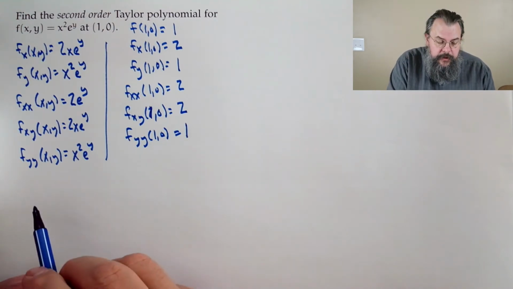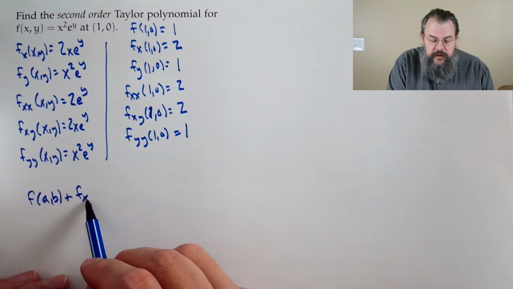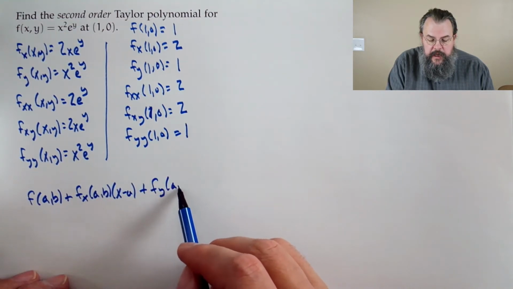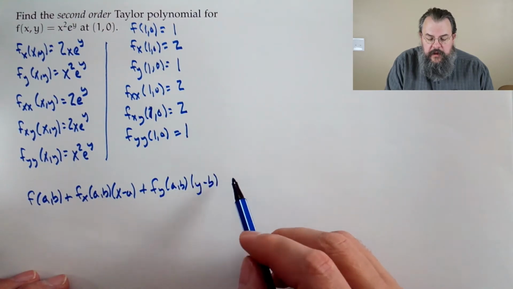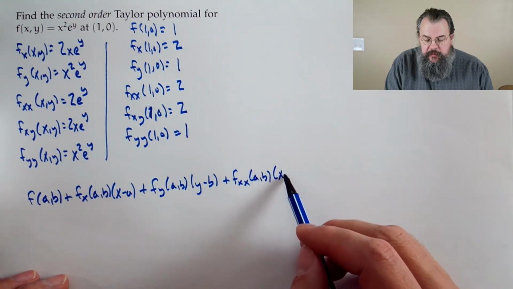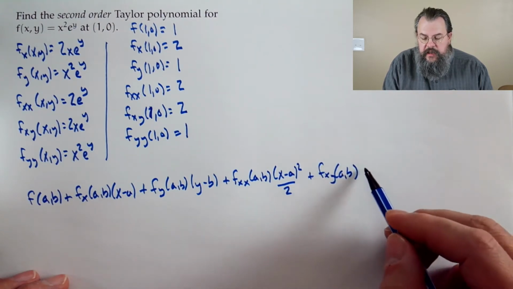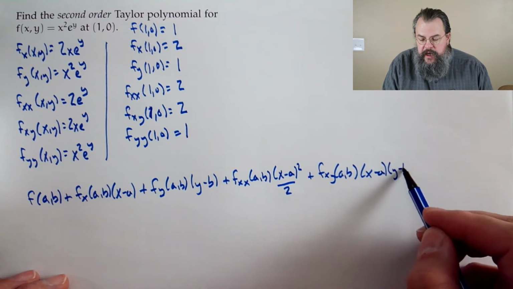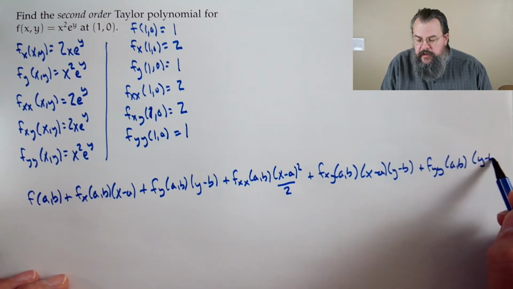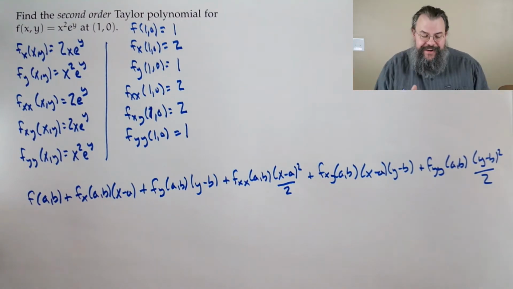So what's the form? We'll write it again for practice so that we remember: f of (a, b) plus the derivative with respect to x at (a, b) times x minus a, plus the derivative with respect to y at (a, b) times y minus b, plus fxx at (a, b) times (x minus a) squared over 2, plus fxy at (a, b) times (x minus a)(y minus b), plus fyy at (a, b) times (y minus b) squared over 2. Thank goodness we have that wide screen, right? Plenty of space to write it all out.